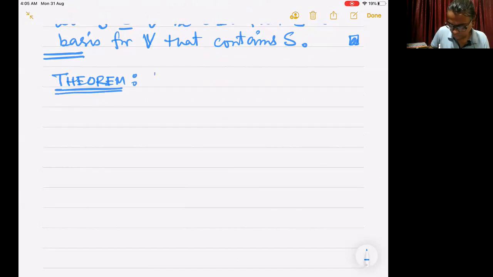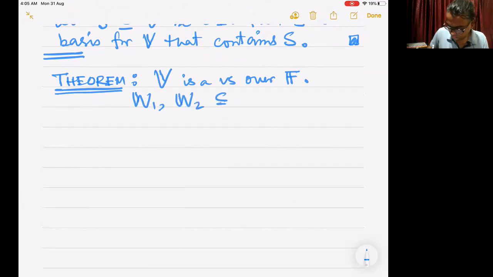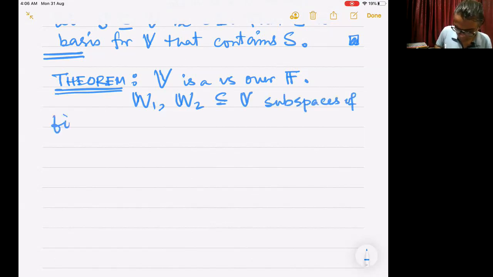So once again, suppose I have a vector space V over a field F, and suppose W1 and W2 are subspaces of V, both of them finite dimensional.